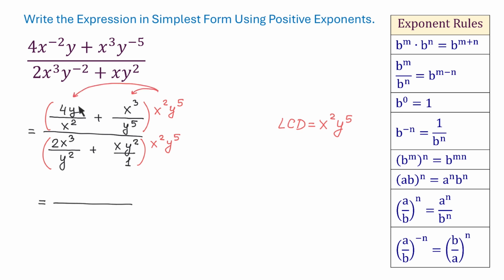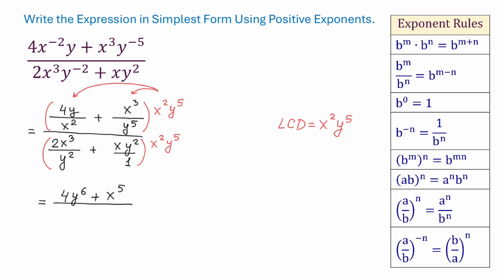When we multiply 4y over x squared by x squared y to the 5th power, x squared and x squared will cancel. Then 4y times y to the 5th power will be 4y to the 6th power. So we will write 4y to the 6th power. Next, when we multiply x cubed over y to the 5th power by x squared y to the 5th power, then y to the 5th power will cancel, and x cubed times x to the 2nd power will be x to the 5th power. So we will add x to the 5th power.